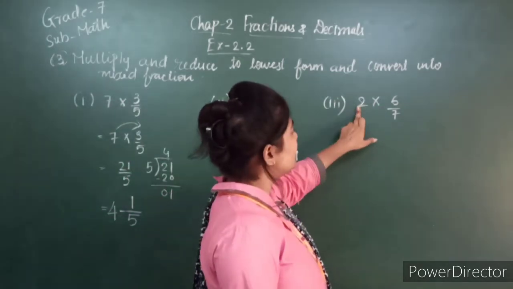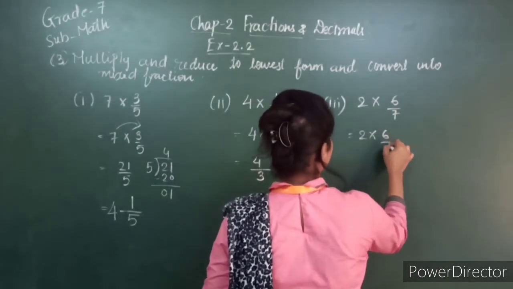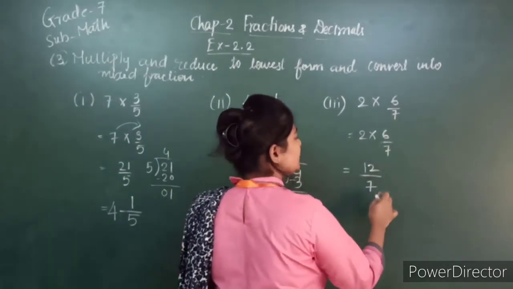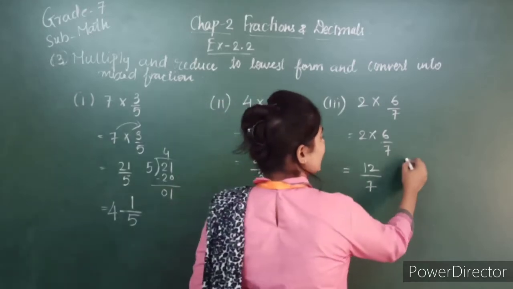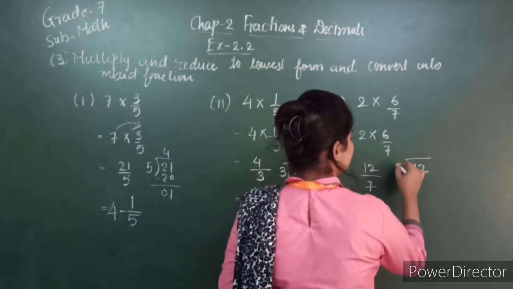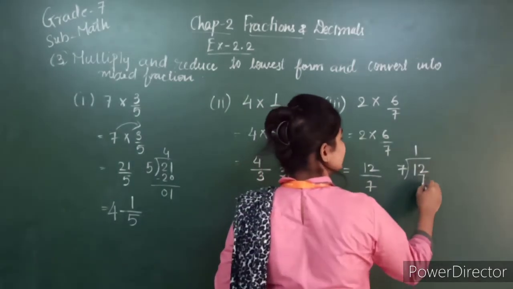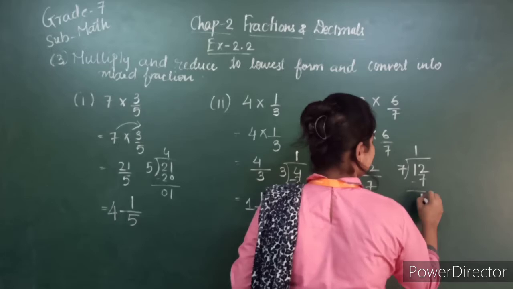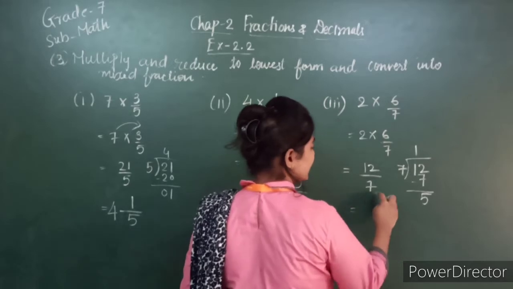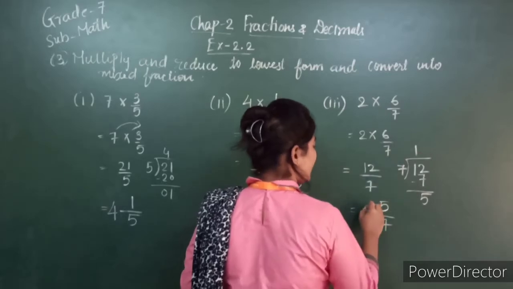Then coming to the third question, 2 into 6 upon 7. So now 2 6s are 12. So here we have to write 12 upon 7. Now we have to convert this into mixed fraction form because the numerator is greater than denominator. So divide 12 by 7. So 7 1s are 7. So here 5 is the remainder. So we have to write 7 in the denominator, and this 5 we have to write upward, and this 1 we have to write in a side.